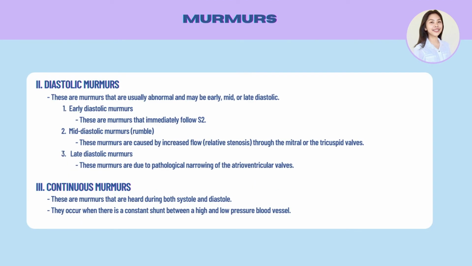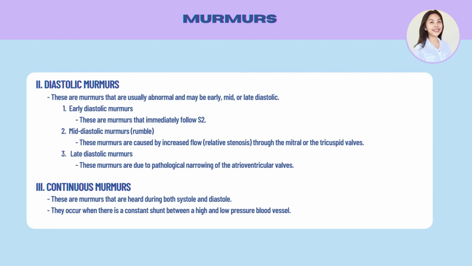Meanwhile, for diastolic murmurs, these are murmurs which are usually abnormal and may be early, mid, or late diastolic. The first diastolic murmur is the early diastolic murmur. These are murmurs that immediately follow S2. Examples include aortic and pulmonary regurgitation.